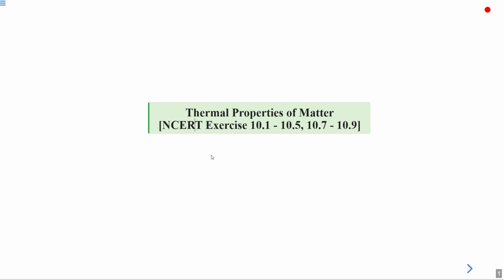Hello students, in today's lecture we are going to solve NCERT exercise problems on thermal properties of matter.